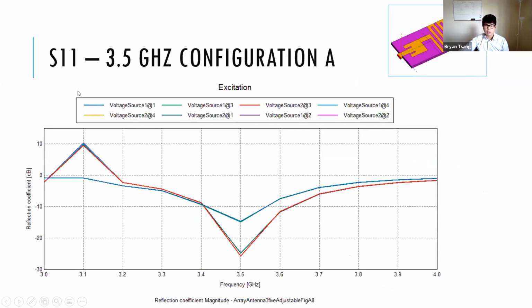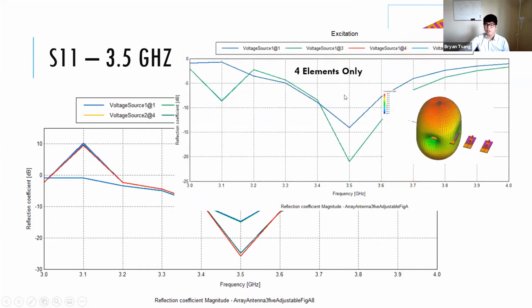So this is the S11. Notice that there's this 10 dB reflection coefficient, which I didn't actually think was possible. So I think this is just a simulation error. If anyone knows what's going on, please let me know after my presentation. I tried it with 4 elements only, and there is still some shady business going on at 3.1 gigahertz. But besides that, this is a pretty desirable reflection coefficient, I think.